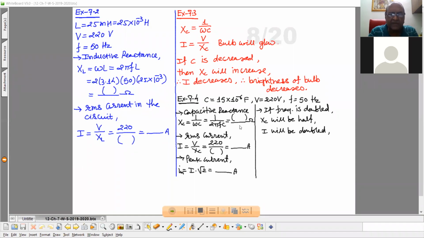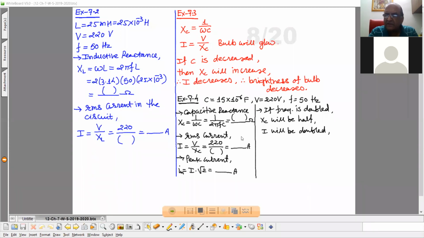Now see, the capacitor with capacitance 15 microfarad, that is 15 into 10 raised to minus 6 farad. RMS voltage is 220 volt, frequency is 50 hertz. Now capacitive reactance Xc is 1 upon omega C. So we can write that as 1 upon 2 pi FC. Now here if we substitute F and C and then solve it, we will get Xc.